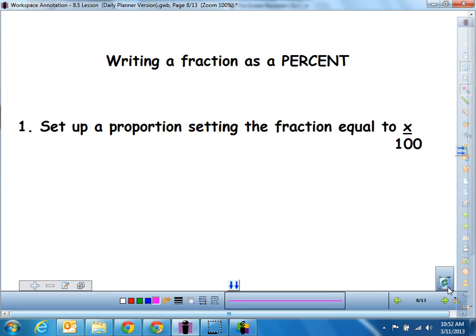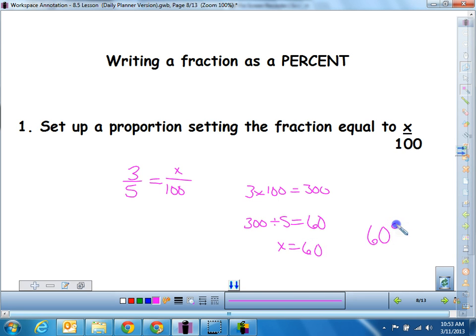All right. Set up a proportion setting the fraction equal to x over 100 is how we change a fraction to a percent. So if I had 3/5, I want to change it to a percent. The easiest thing for me to do is to set it up like this. And then whatever x is, that's what my percent is. So I'm going to multiply 3 times 100 and get 300. And then I'm going to take 300 and divide it by 5. So I'm multiplying the diagonal, dividing it by the last number that we haven't yet used, and we get 60. X equals 60. Therefore, 3/5 is equal to 60%.